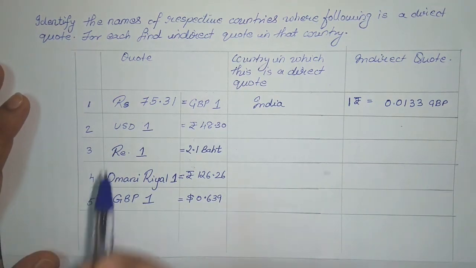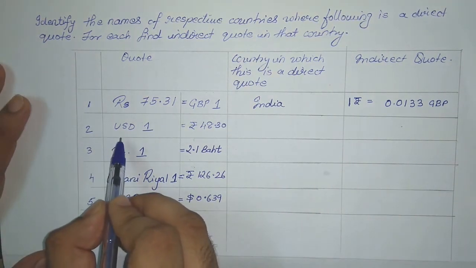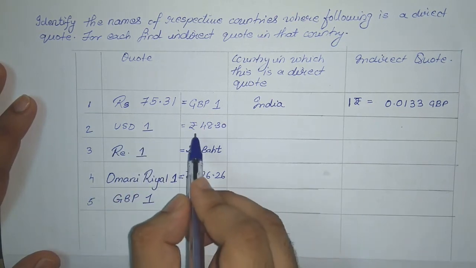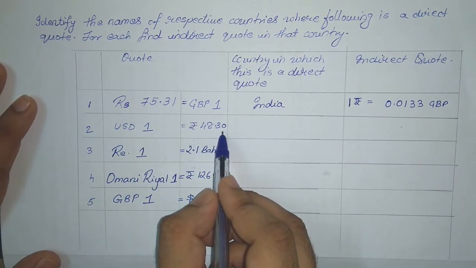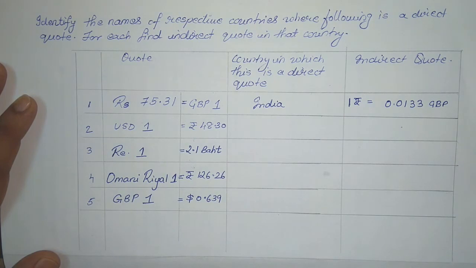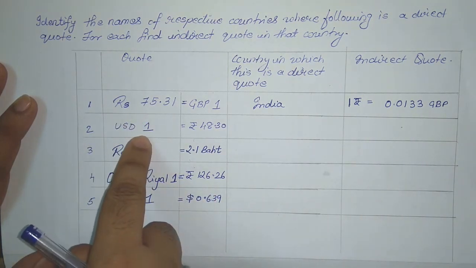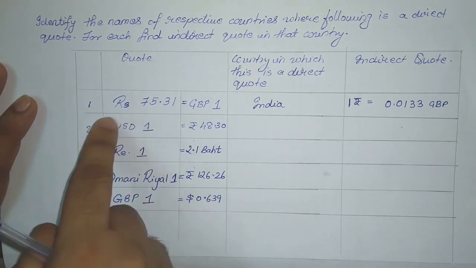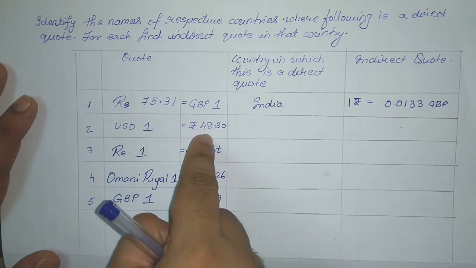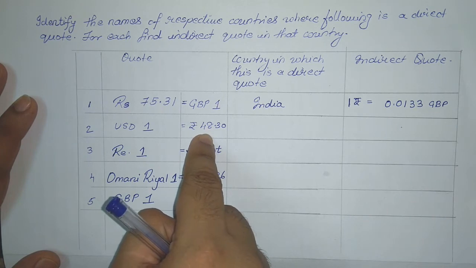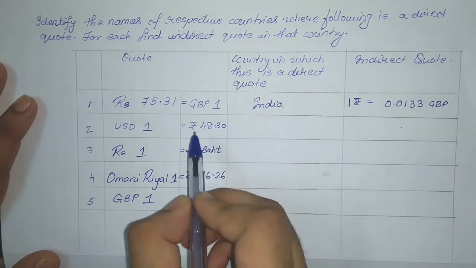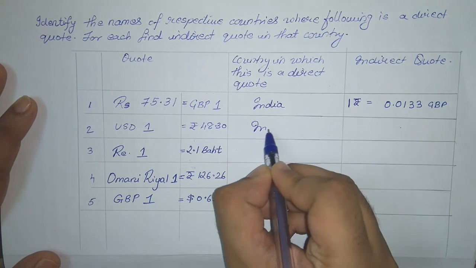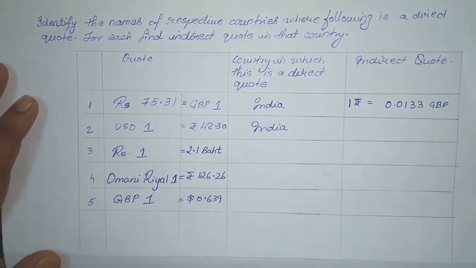quote. Now in the same way, in the second example, 1 USD is equal to 48.30 rupees. Again, first we try to find the base currency. The base currency is the one which is given in one single unit. So here in this case, USD is the base currency. So the opposite to that, whatever currency will be given, that country will be known as the direct quote country. So in this case again, India will be the country in which it is a direct quote.